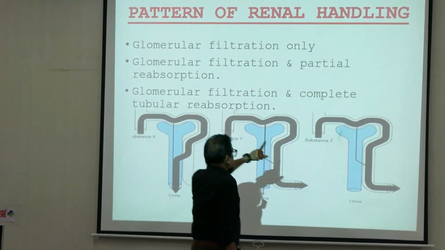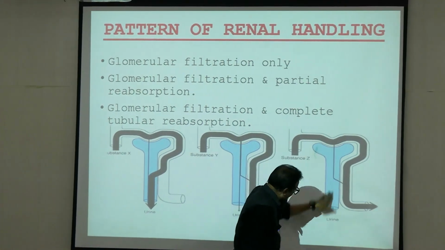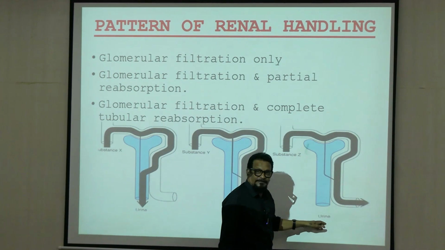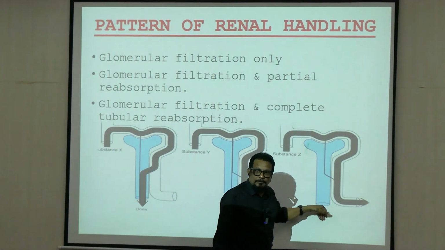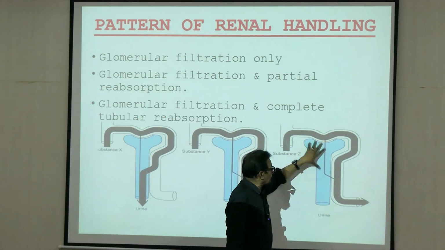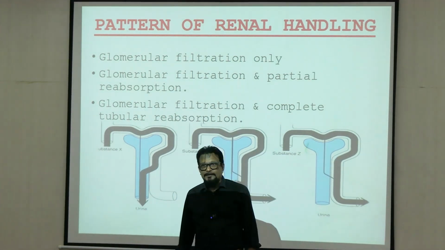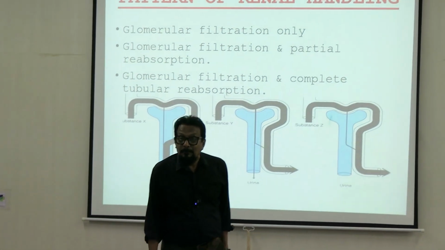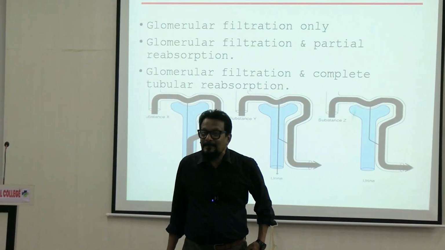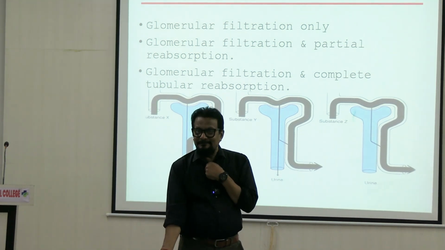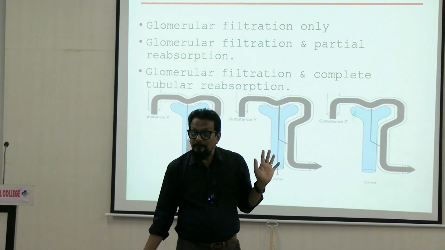And there are other substances which are not at all excreted. These are filtered, but you will not get them in urine, because all of this will be absorbed into the peritubular capillaries through the renal epithelium. What are these? Can you tell them? These are filtered, but not present in urine.